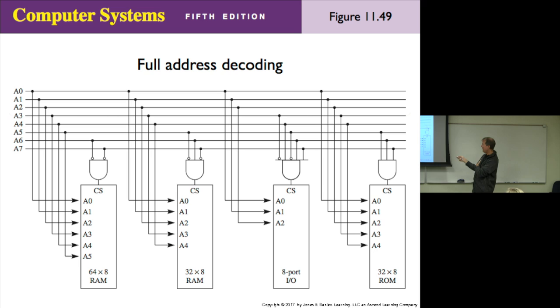And furthermore, what about the 8-port I/O? If it's 0, 0, there are some zeros coming into this AND gate, so this is not selected. And look at the 32-byte 8-bit ROM. I do have it here, so it is an 8-bit. So if A7, A6 is 0, 0, then the 32-byte 8-bit ROM is also not selected. Does everybody see how that worked? Is everybody with me on this?